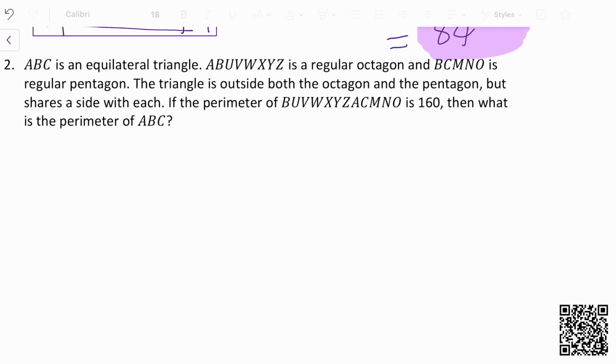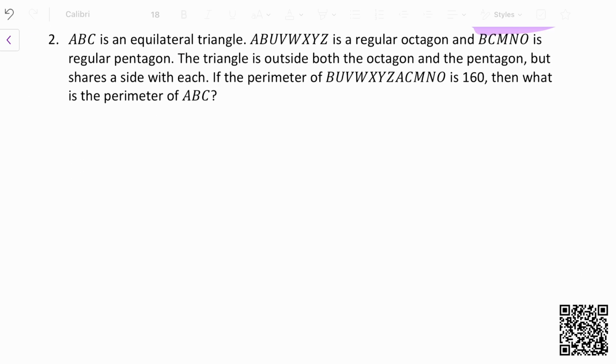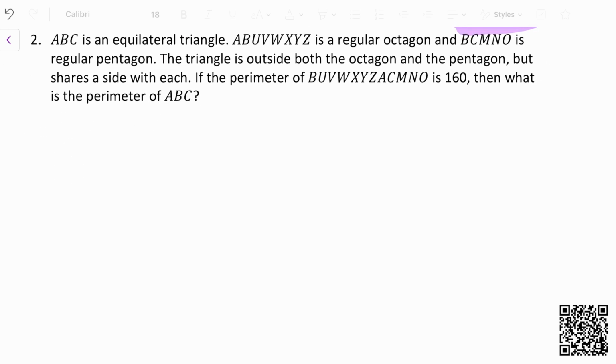Moving on to problem number 2. And please don't be thrown off by the amount of letters you see in this problem. They're actually just side lengths, so it's not actually that much to worry about. But just don't be too shocked, okay? There is a trick to this.